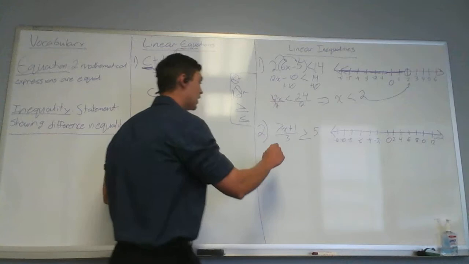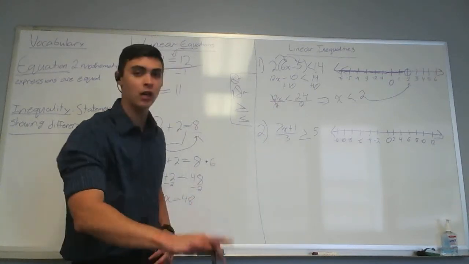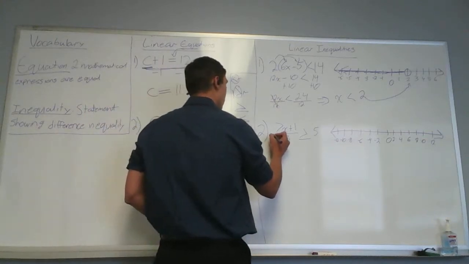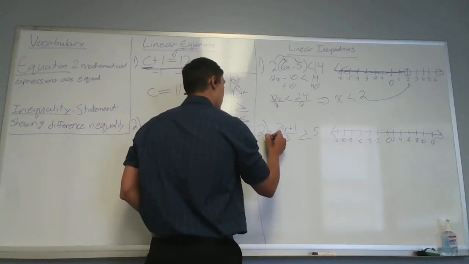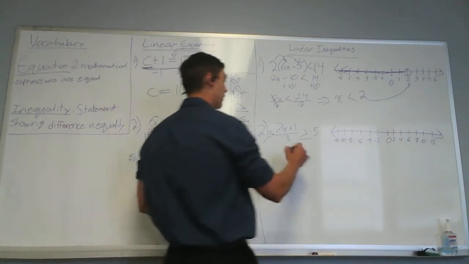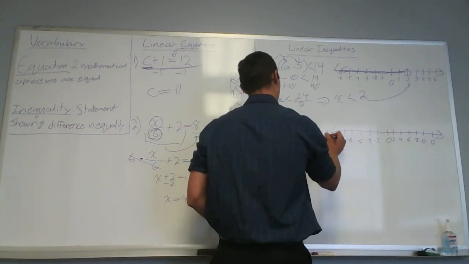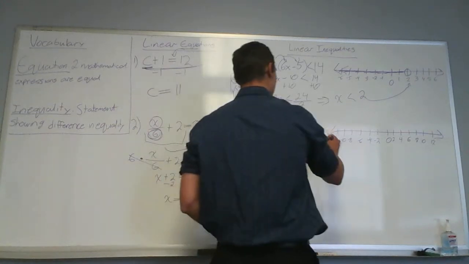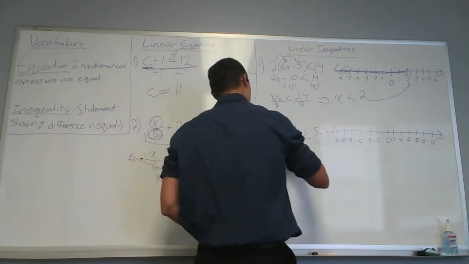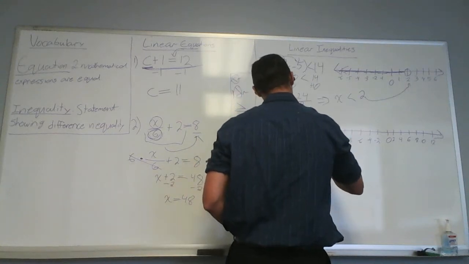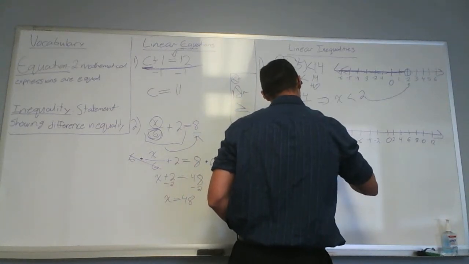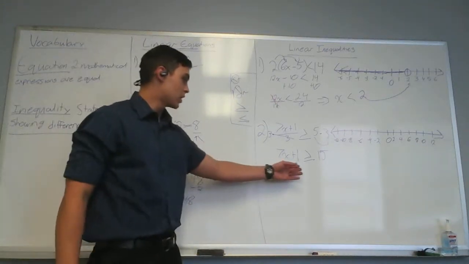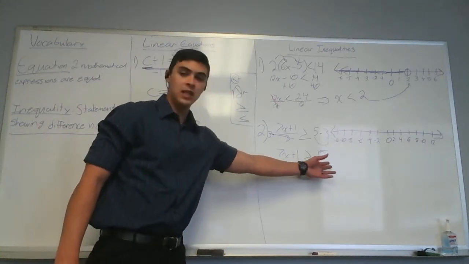So to begin with, we need to get rid of this 3. This 3 is going to throw everything off, so we want to always take care of the division first. So in order to get rid of the 3, we do inverse operations. We multiply by 3 on the left-hand side, which means we have to do it on the right-hand side. So these cancel out. These multiply together. That leaves us with 7x plus 1 is greater than or equal to 15.